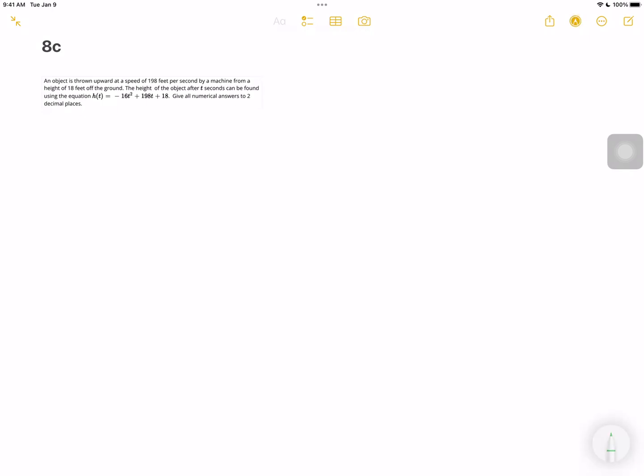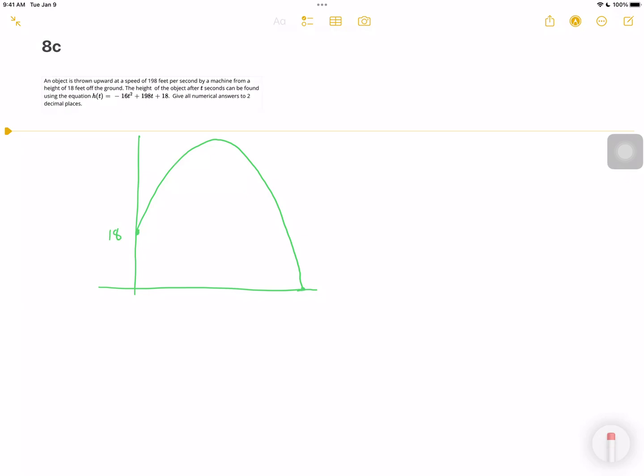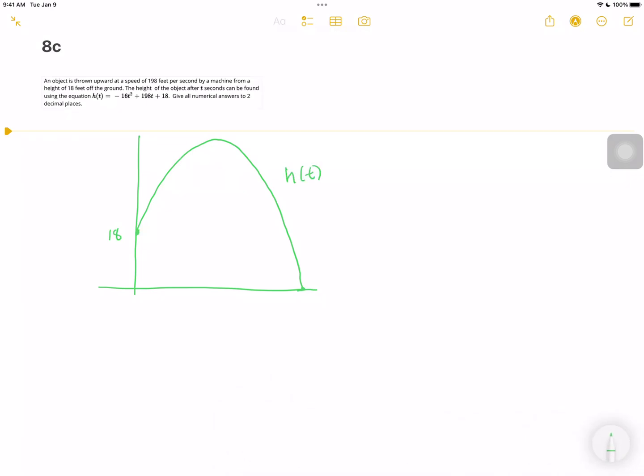If I was to kind of draw this out from right here at 18 feet, well, maybe much lower, 18 feet, the object is fired upwards. It reaches a maximum height, and then after it reaches its maximum height, it comes down and hits the ground. Right there. I guess it can't go through the ground. But anyways, that's what we call an arc, and that arc is quadratic. The equation for this arc is h of t equals negative 16t squared plus 198t plus 18. So based upon this arc and this formula, they ask us some questions right here.